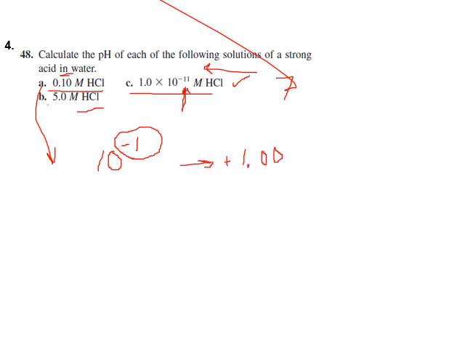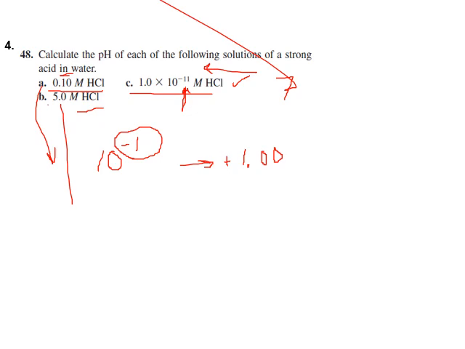Now let's look at B. Remember I told you at the very beginning of the lecture notes for this chapter, whenever you have more than 1 molar of a strong acid or base, you end up either lower than 0 for the acids or more than 14 for the base. And that's what we have here. I don't remember the exact number, but what we're going to wind up with here should be a negative pH. It should be less than 0.